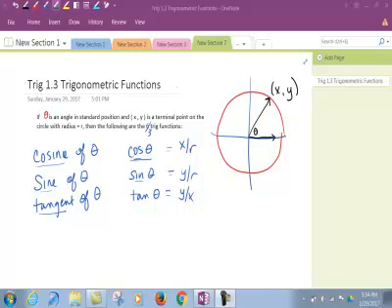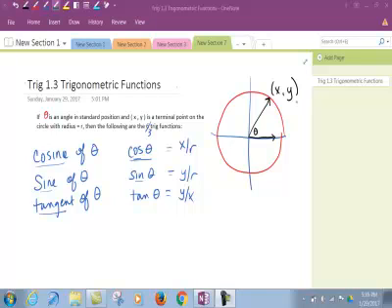Alright, in this third trig video we finally introduced the trig functions. There are 6 of them. We're going to start out with the big 3 first, and then later on in the video I'll introduce the other 3. So here's the setup. Theta is an angle, it's in standard position. The terminal side intersects the circle at (x, y), and the radius is r.